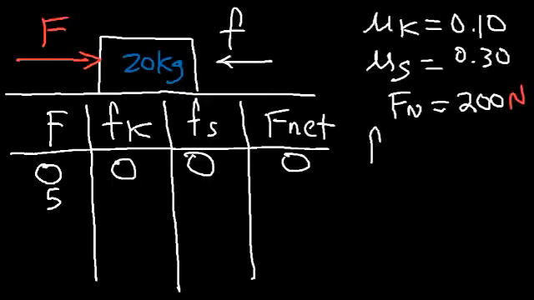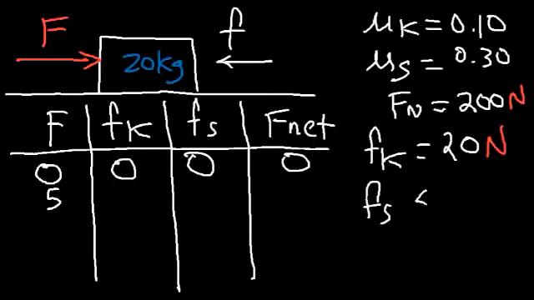So now we could find F of k and F of s. F of k is mu k times the normal force. So that's 0.10 times 200. 0.10 is basically 10%. 10% of 200 is 20. So F of k is 20 newtons. Now if you use the equation for F of s, where it's less than or equal to mu s times normal force, F of s is going to be 0.3 times 200. Now if 0.1 times 200 is 20, 0.3 times 200 is 60. That's 30% of 200.